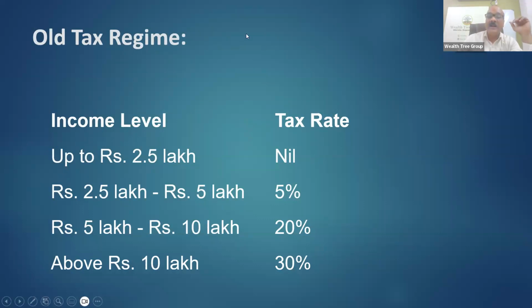Okay, what are all these deductions? I will tell you in the next slides. First of all, in the old regime, what are the tax slabs? One is that up to 2.5 lakhs, it is nil. There is no tax on that. 2.5 to 5 lakhs, it is 5%. And 5 to 10 lakhs is 20%. And above 10 lakhs, it is 30%. These are the slabs that we have in the old regime.